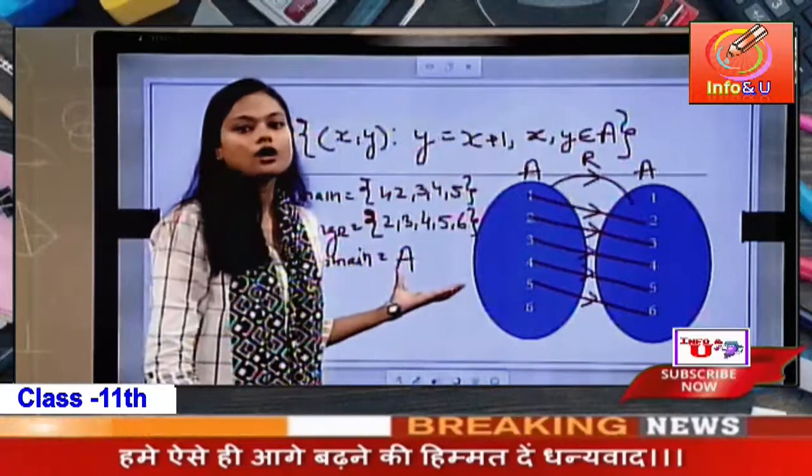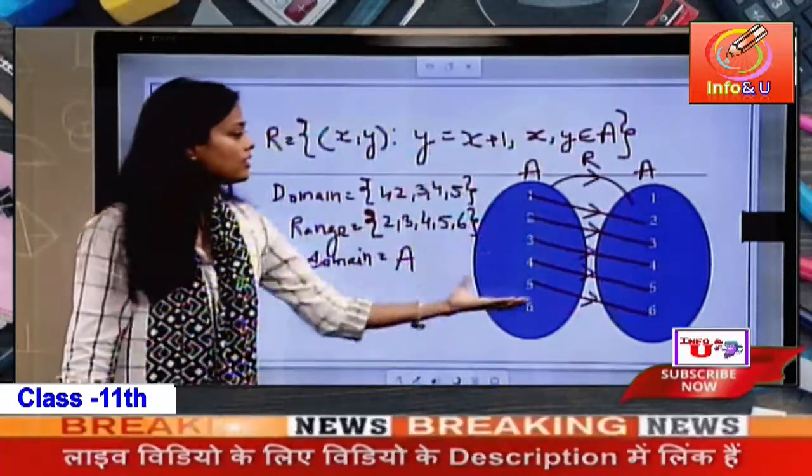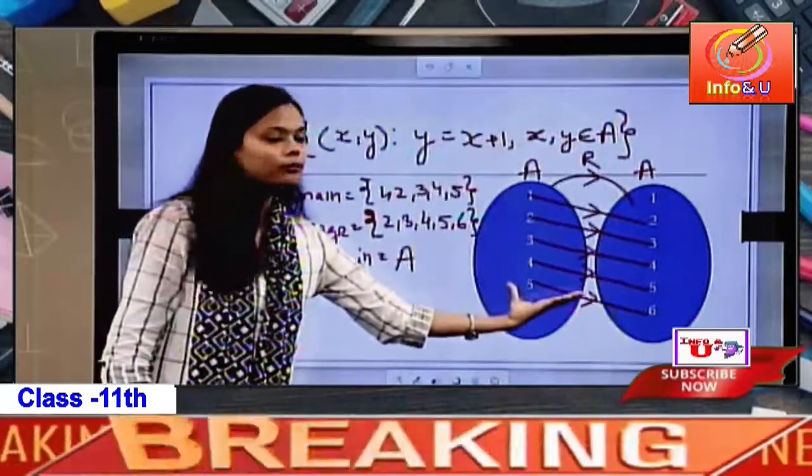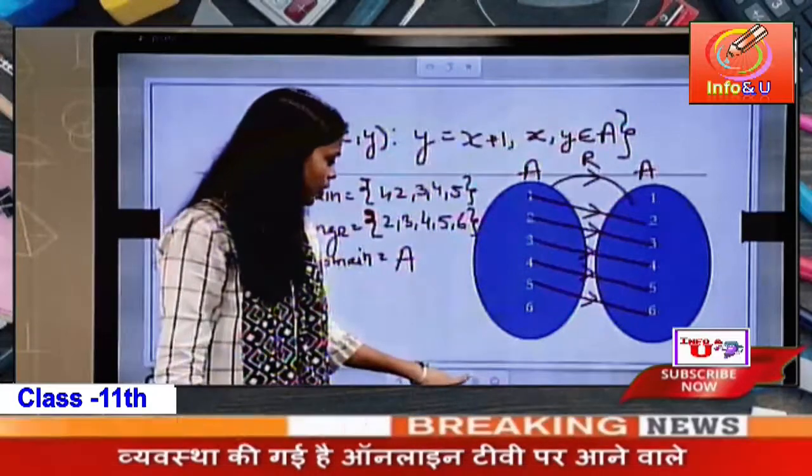So this is how you can represent a relation from an arrow diagram. Let us see one more example or question.